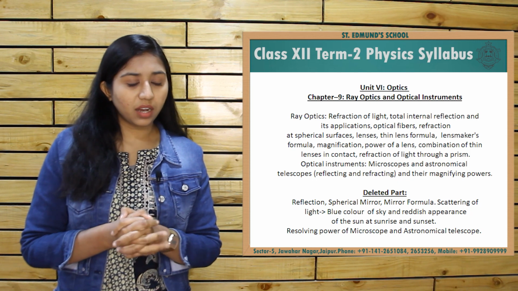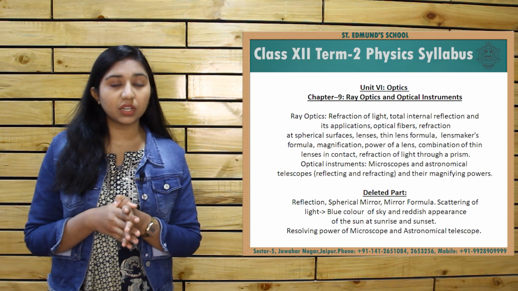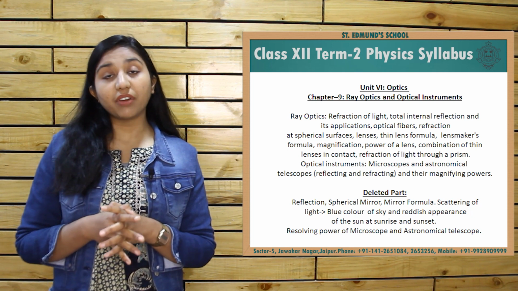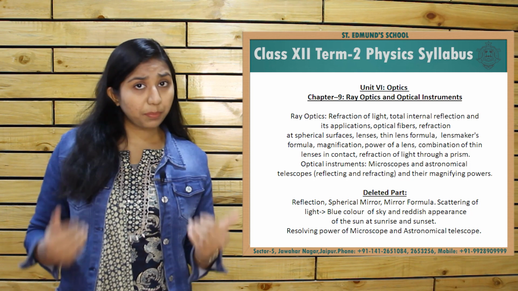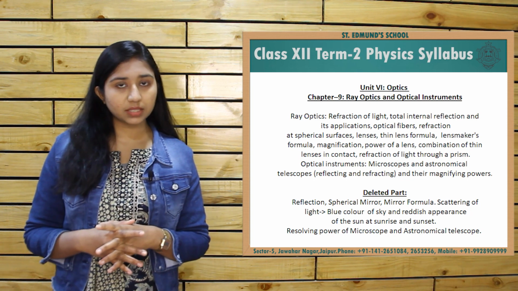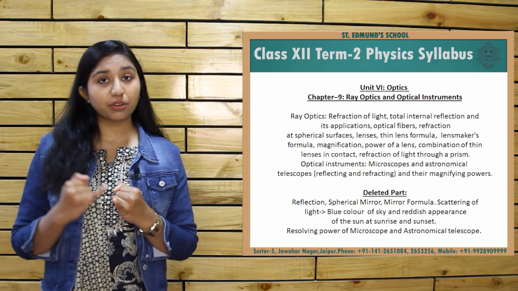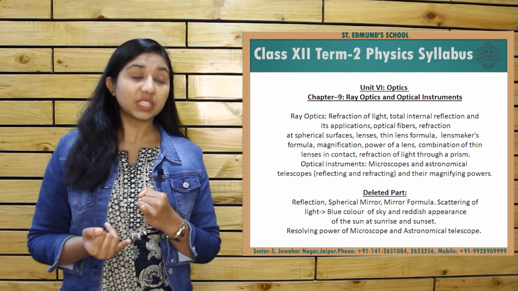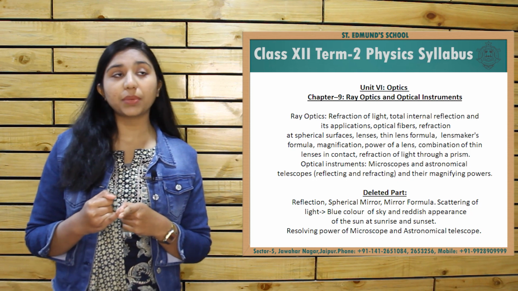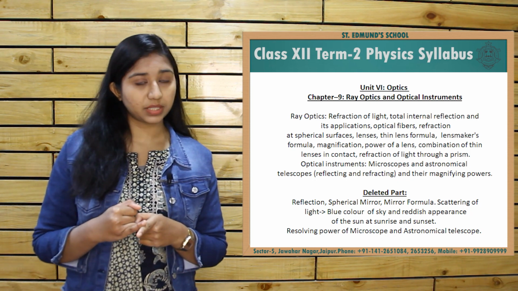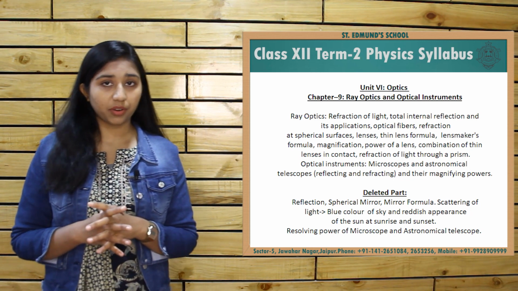In ray optics, the reflection part, spherical mirrors, resolving power of astronomical and microscopic power has been deleted, rest everything is coming. In this chapter you have descriptive type, subjective type, long answers like lens maker formula, prism and your microscope and telescope instruments, they are the important ones. Numericals are important from this chapter, as well as derivations and theory type. Okay, so this chapter is very important for your exam.